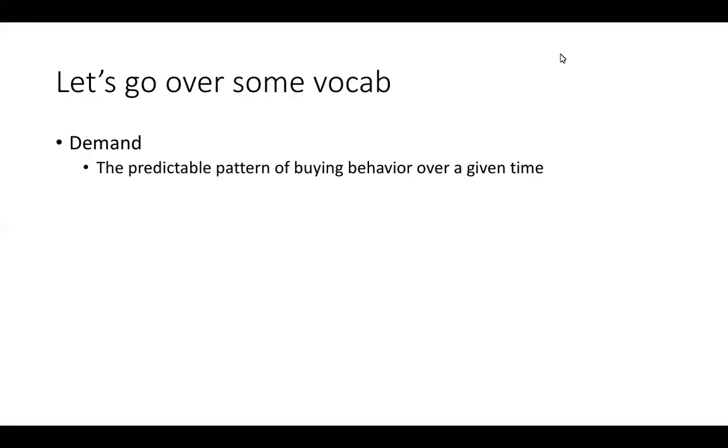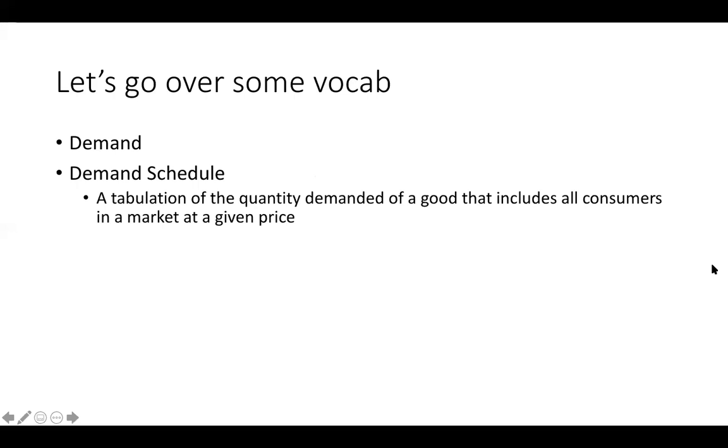Okay. So starting with some vocab in this module, demand is the predictable pattern of buying behaviors over a given time. These are predictable patterns that buyers are able and willing, at these prices, to buy a given amount over time. A demand schedule looks at an entire table, a tabulation of the quantity demanded of a good that includes all consumers in a market at a given price. So an entire market demand schedule will look at the entire market, so all consumers.